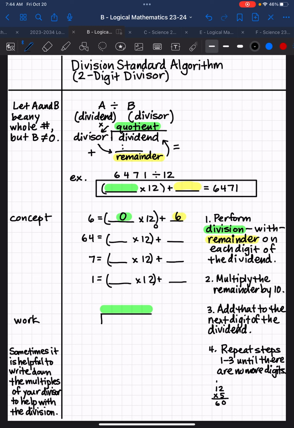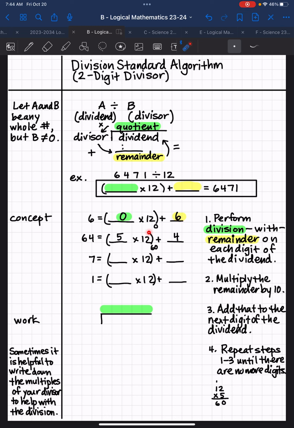Okay, so that's 60. And 12 times 5 is 60. And so I think this is the number that goes here. And then I'm going to ask myself, 60 plus what number equals 64? 60 plus 4 equals 64. So that works, okay?